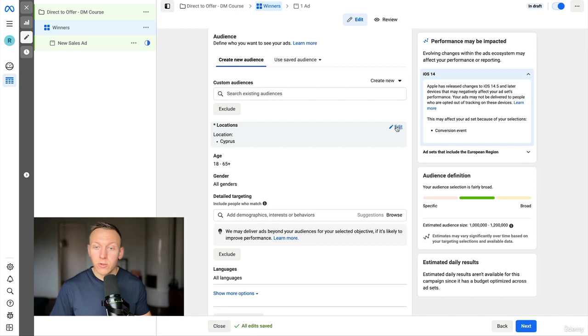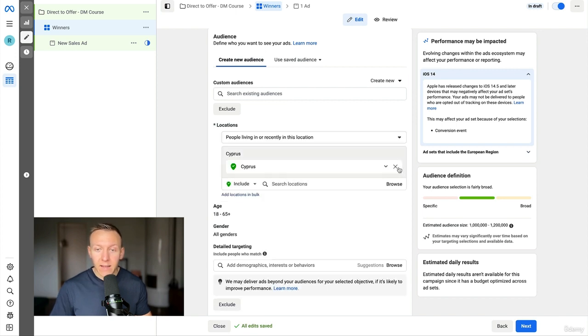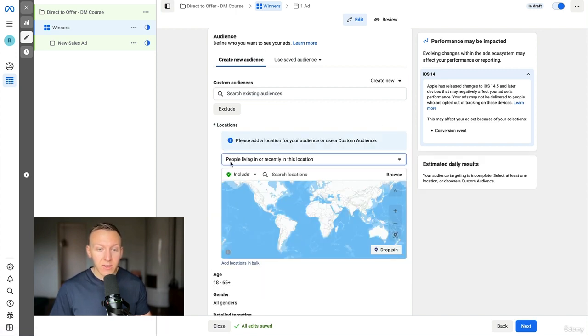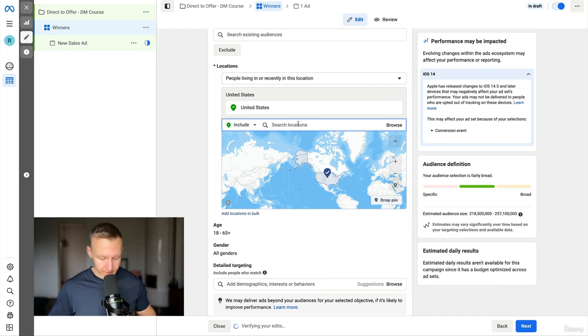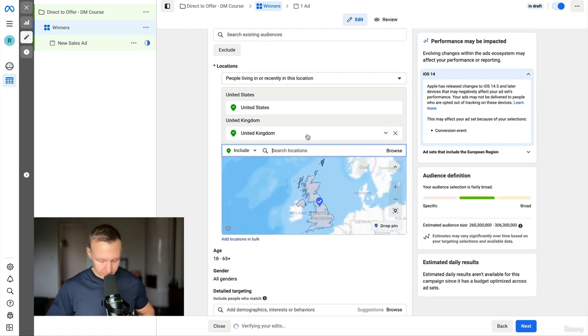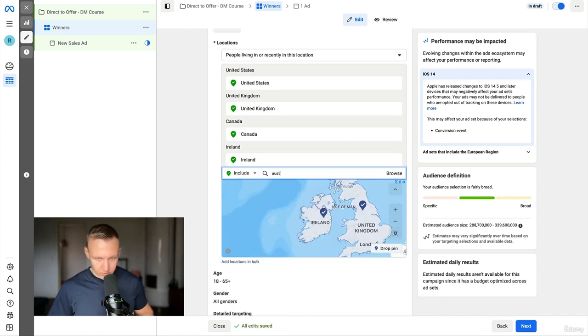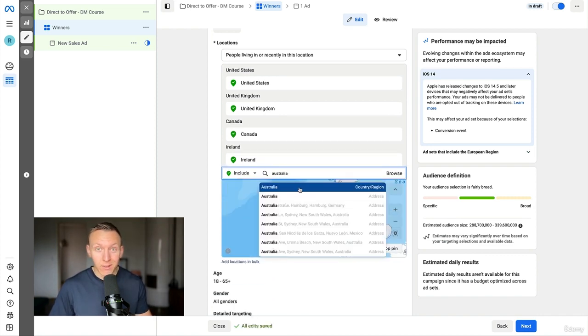So I'm going to move over to the right, click on Edit here, and then I'm going to remove this, and then I'm going to leave this on people living in or recently in this location. That doesn't matter. That really won't change the outcome much. And then I'm going to click on Search for Location and write in United States. I'm going to target all of the United States, and then the United Kingdom, target all of the United Kingdom, Canada, Ireland, Australia. You'd be surprised how big Australia is.